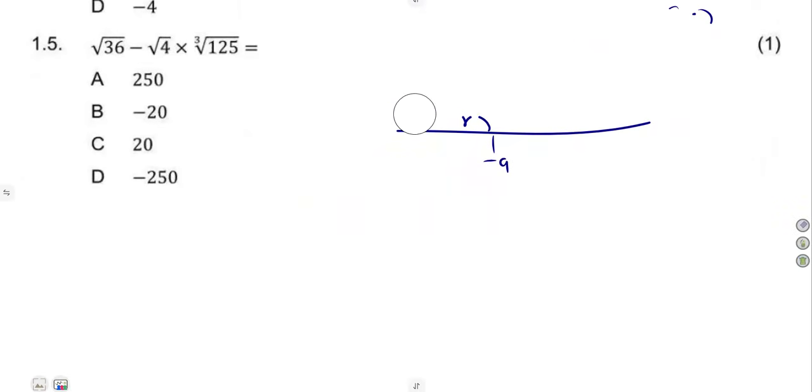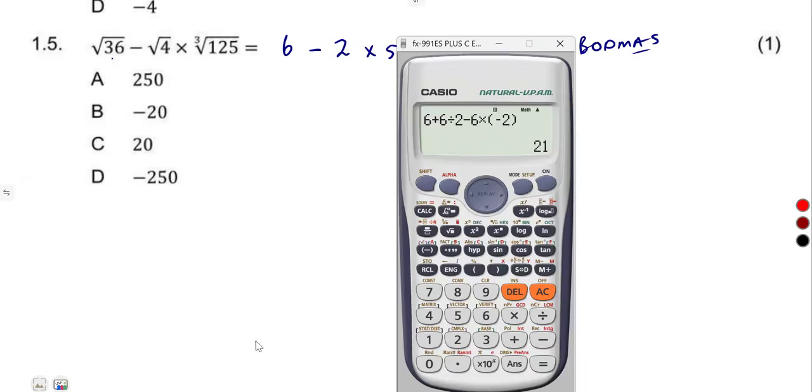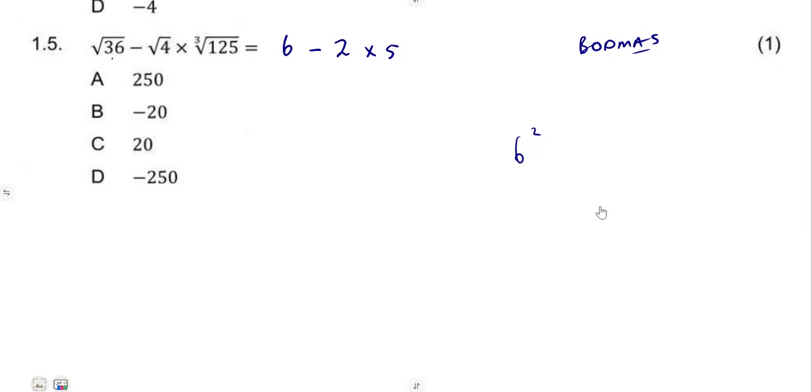Again, we're going to apply our BODMAS. But let's simplify first. What is the square root of 36? This is 6. 6 times 6, 6 squared gives us 36. Minus the square root of 4. That is 2 times 2, the number that is going to multiply itself to give us a 4. That's a 2. The cube root of 125. That is a 5. You can also verify on your calculator the cube root of 125. If you do not know your answer, just use the calculator to verify that.